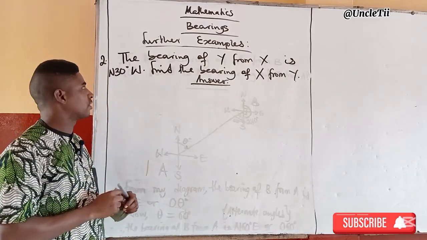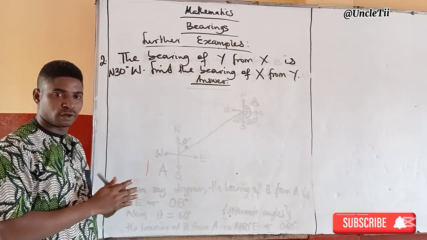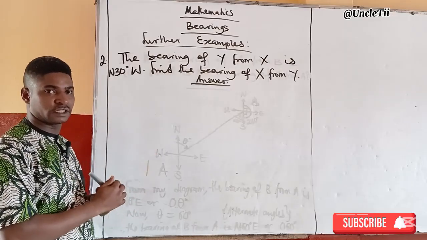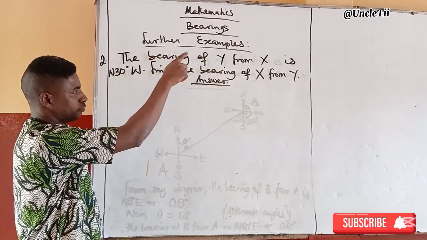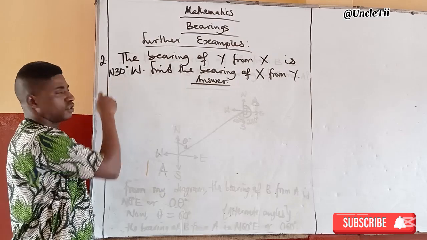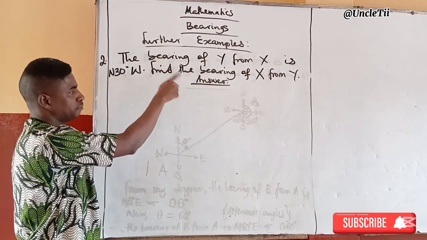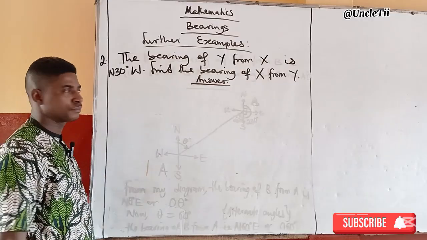We have a second example to drive home the concept of these more difficult problems. The bearing of y from x is 30 degrees west of north. Find the bearing of x from y.